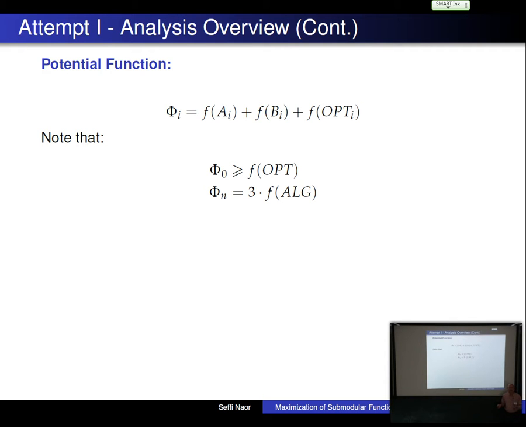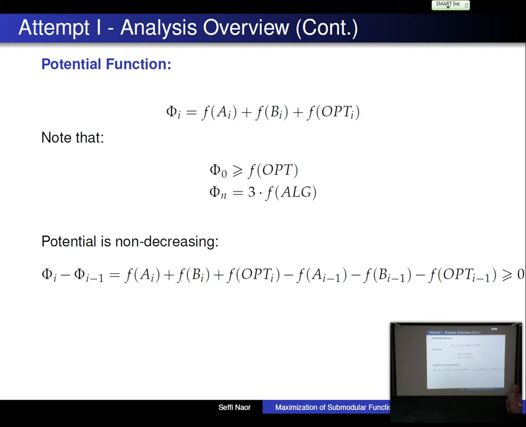Now, what's the initial potential? I didn't mention, I'm assuming that my function is non-negative. Otherwise, we cannot talk about approximating it. So phi_0 is at least f of opt. Remember, opt_0 is just opt, and the other two terms are non-negative. And phi_n is equal to 3 times f of alg, our solution.